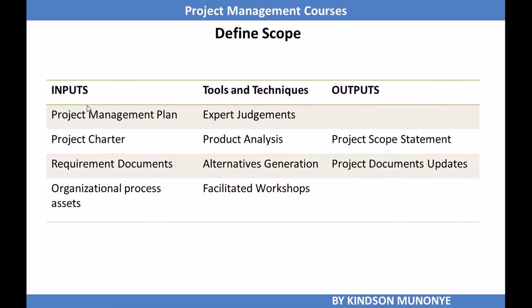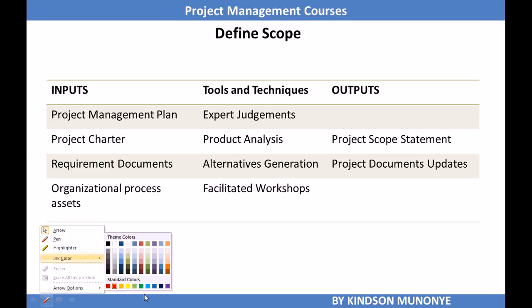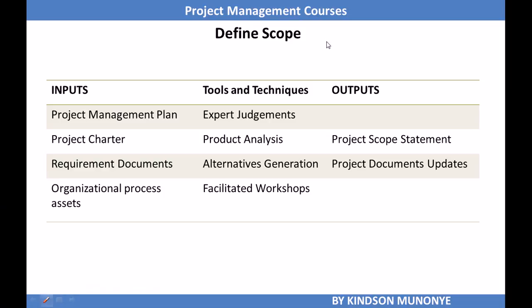Alright, let's now take a look at the define scope ITTOs. The define scope ITTOs is what I'm presenting on this page. ITTOs stand for Inputs, Tools and Techniques, and Outputs. The inputs: the Project Management Plan, the Project Charter, Requirements Documentation, and Organizational Process Assets.